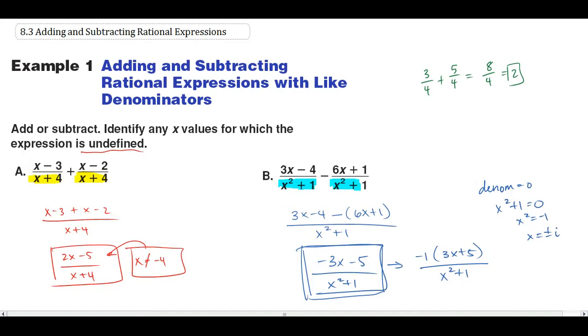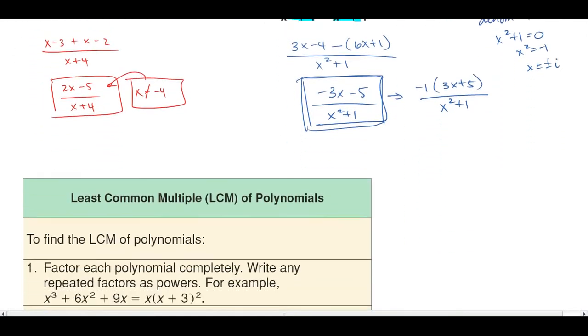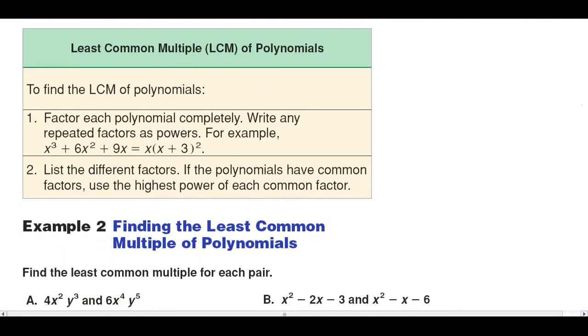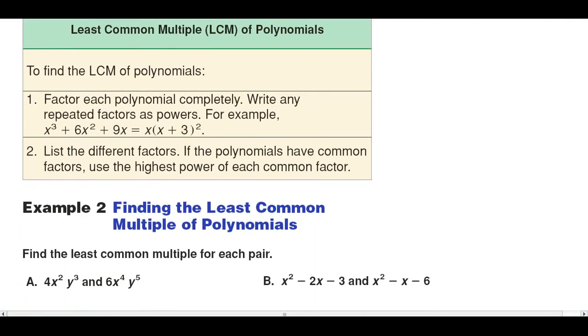Now what if the denominators aren't the same? That's when you got to worry about the least common multiple, or what a lot of us will call a common denominator. But first, let's talk about least common multiple. And here's your hints. To find the least common multiple, factor everybody. Factor them down as much as you can. You see right here we factor it. And then if anybody repeats as a factor, use a power.